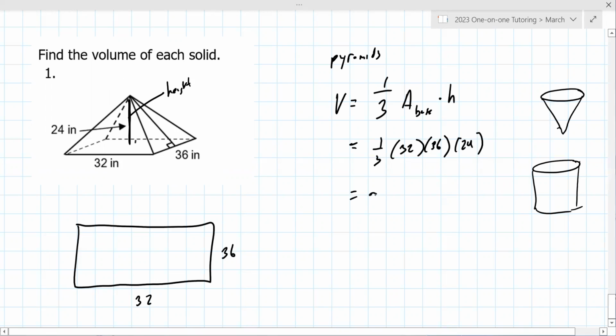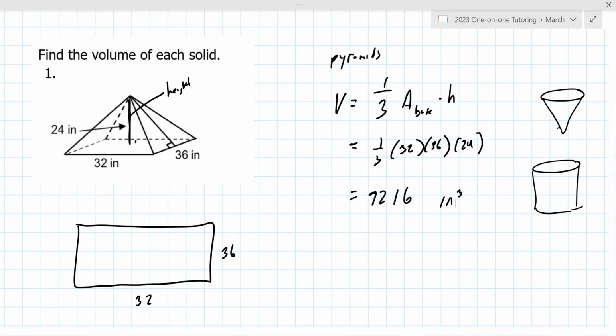Okay, I got 9,216. Very good. So that would be inches cubed if it's asking for it. Volumes are always cubed.